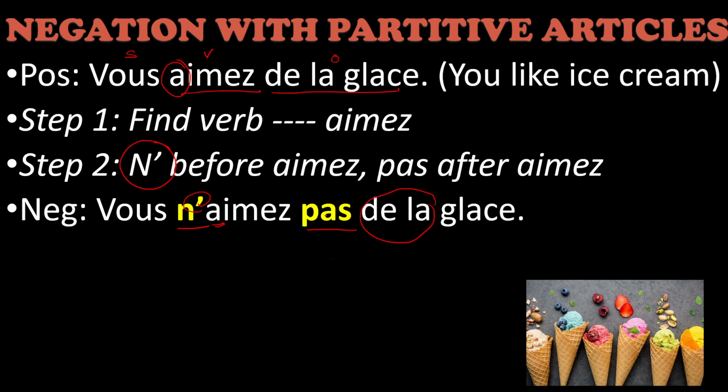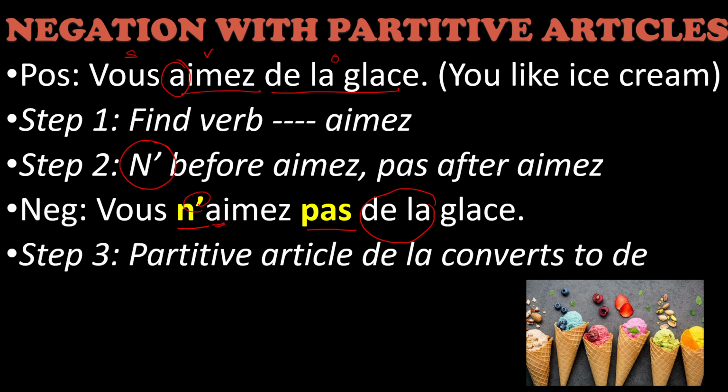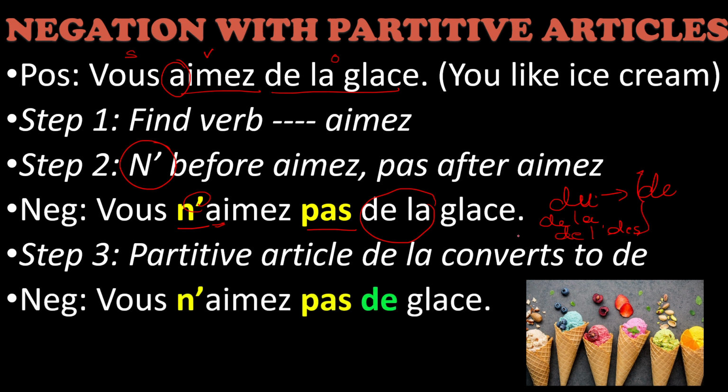Just like in the previous one, du becomes de. So also all the other partitive articles. That is de la, de l apostrophe, and they all become de. So de la converts into de, and your final answer would be vous n'aimez pas de glace. If this was something that started with a vowel, then it would have to be the apostrophe.